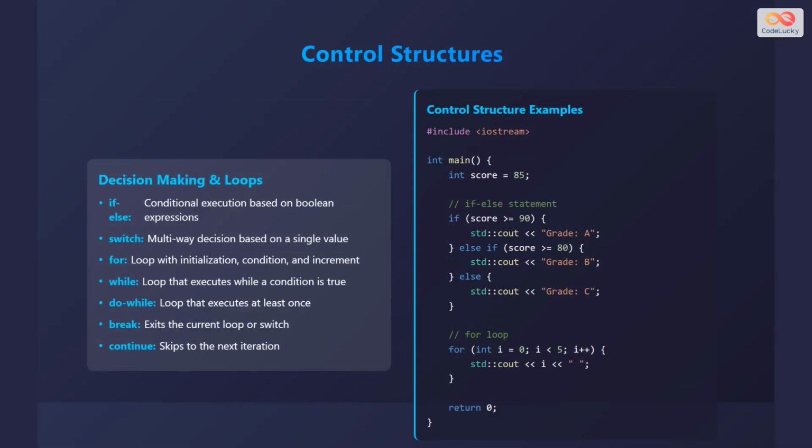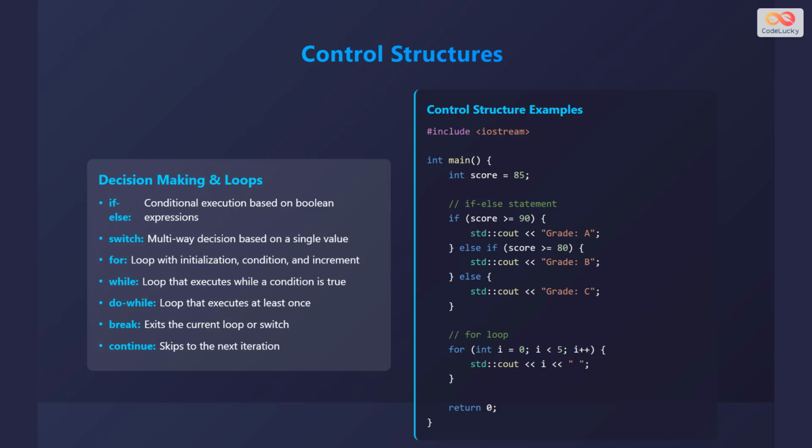Now let's move on to control structures in C++. Control structures are used to control the flow of execution in a program. Let's discuss decision-making and loops. If-else statements are used for conditional execution based on Boolean expressions. Switch statements are used for multi-way decision based on a single value.